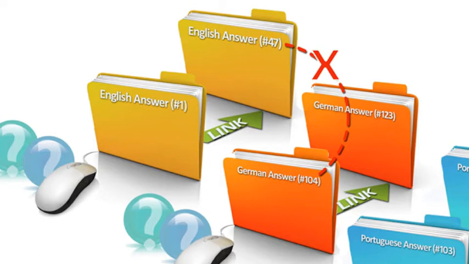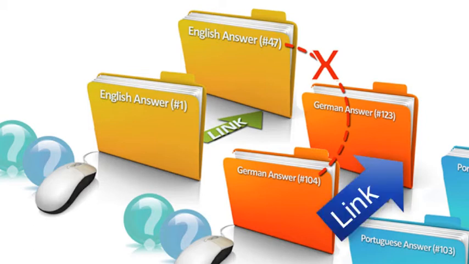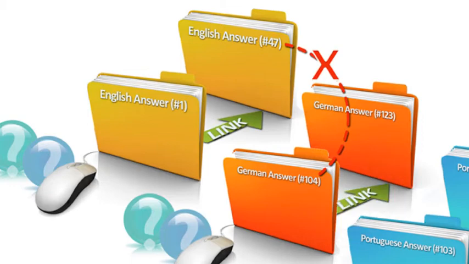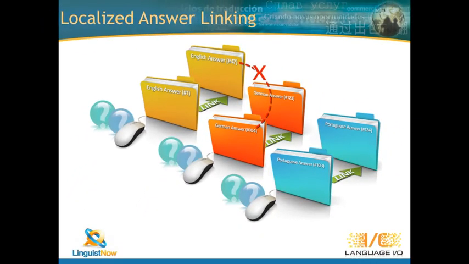However, when LinguistNow packages English answer number 1 for translation, LinguistNow scans the content for links to other answers, links to web pages, links to images, or links to just about anything else that might need to be localized. And based upon rules that we set up for our clients, LinguistNow rewrites those links so that, as shown in this slide, the translated German answer links to German answers and German resources. This is a key feature that LinguistNow provides and our competitors don't. In the case of SurveyMonkey, it saved them months of manual labor.